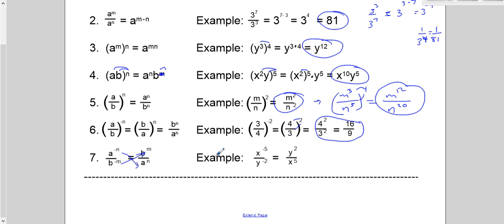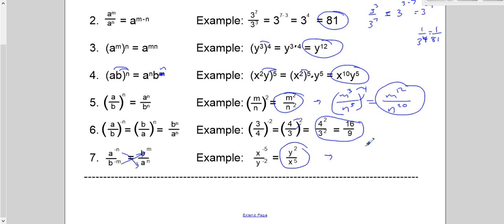So in this example, I have x to the negative 5th. That goes down to become positive x to the 5th in the denominator. I have y to the negative 2 in the denominator. It's going to go up to the top to be y to the positive 2. So I have y squared over x to the 5th. Let's throw in a couple positive exponents.